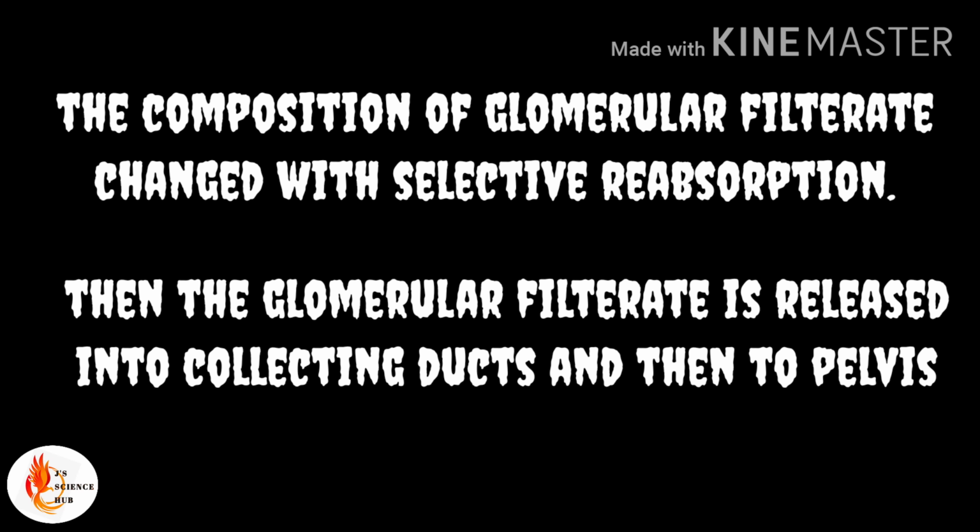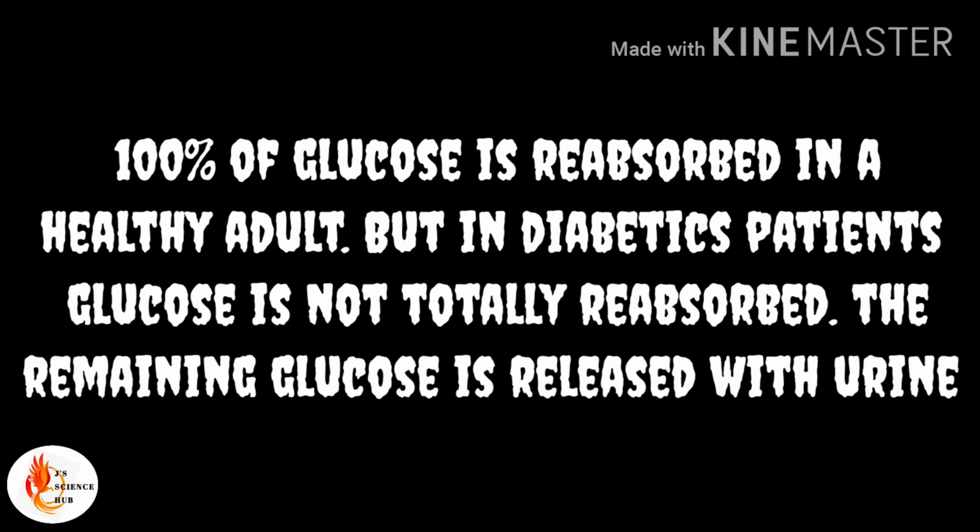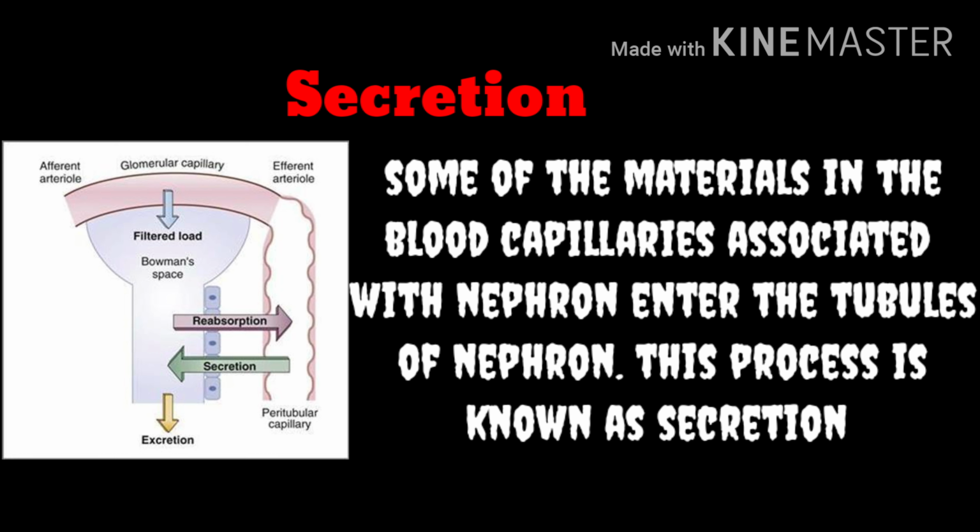Now this filtrate is released into the collecting duct and then into the pelvis. I'm sure you all know about diabetes, right? In a diabetic patient, the glucose is not totally reabsorbed during this process, so the remaining glucose is released with the urine. Then what is secretion?